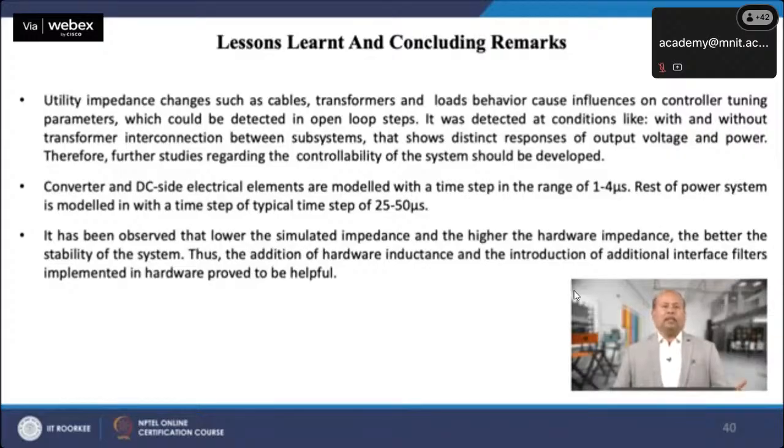Converter and DC side electrical elements are modeled with a time step in the range of 1 to 4 microseconds. The rest of the power system is modeled with a typical time step of 25 to 50 microseconds. It has been observed that the lower the simulated impedance and the higher the hardware impedance, the better the stability of the system. Thus, addition of hardware inductance and the introduction of additional interface filters implemented in hardware proved to be helpful.